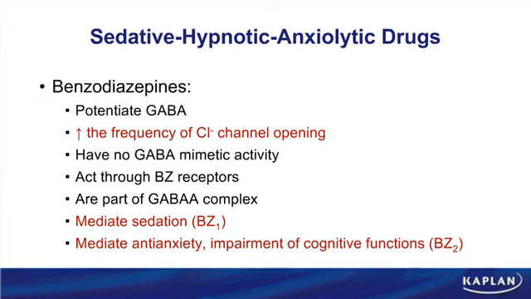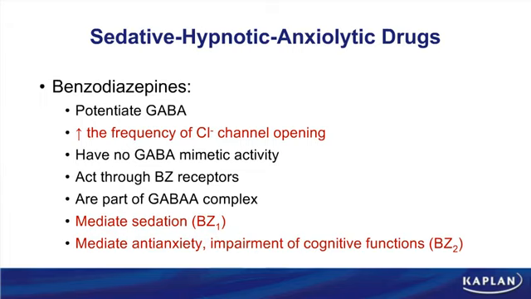Let's dig into exactly how benzos are going to work. When benzos bind to their specific binding site on the GABA-A complex, they will increase the frequency of chloride channel opening. That is the mechanism you must highlight. Benzos have no GABA mimicking activity. Another way to say that is that a benzo will have no effect without GABA being present.